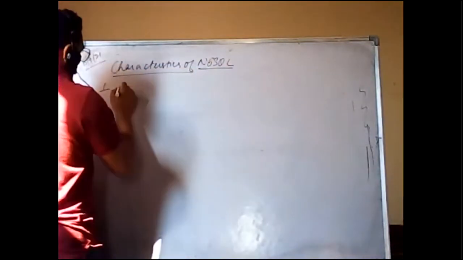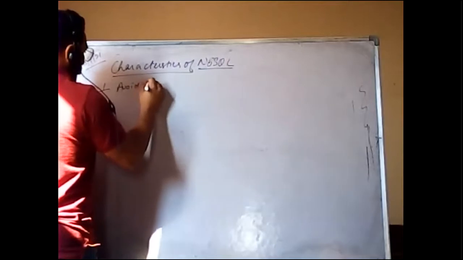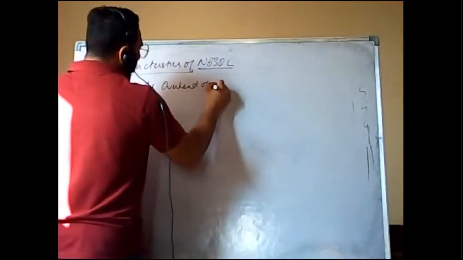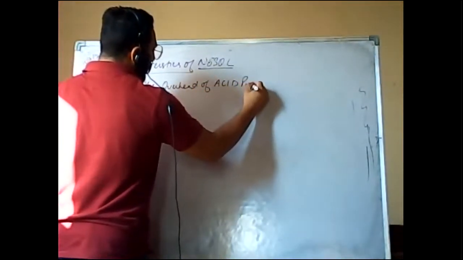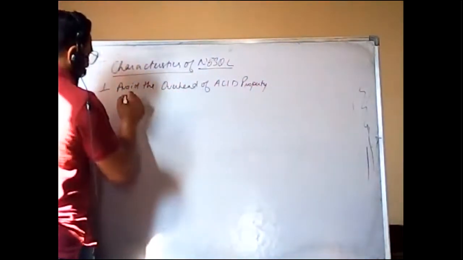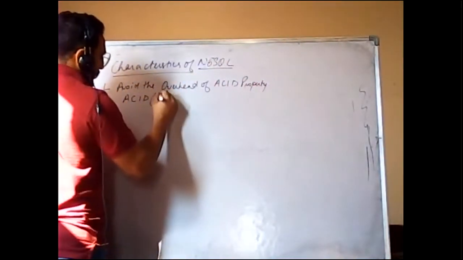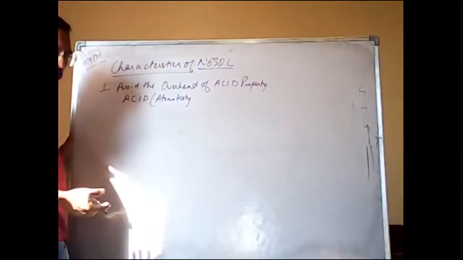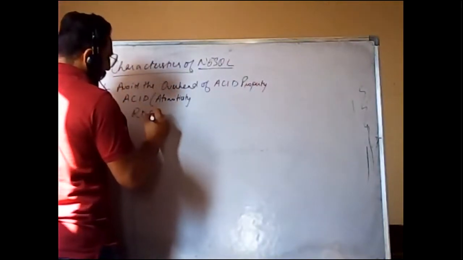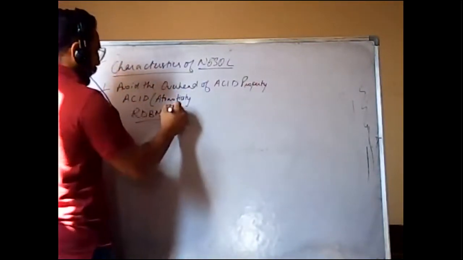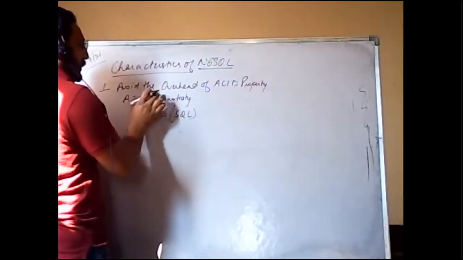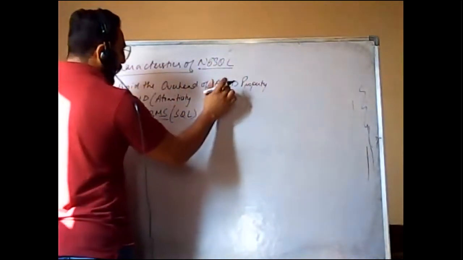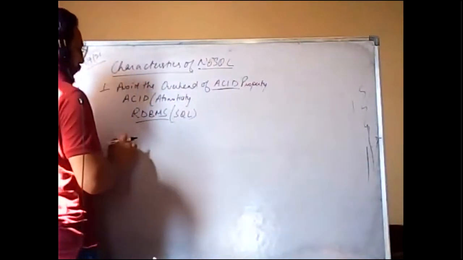First is avoid the overhead of ACID property. Okay, what is ACID? ACID is atomicity. It is used in your RDBMS concept, that is relational database management system, or in your SQL concept. There is a concept of ACID property, and NoSQL avoids the overhead of ACID property.